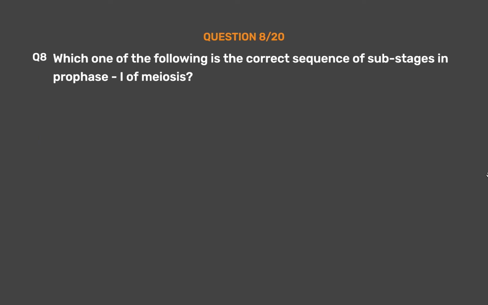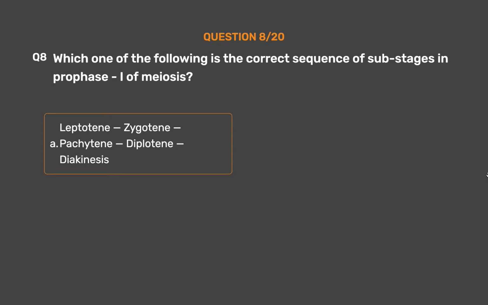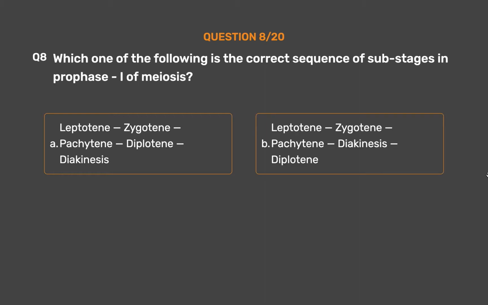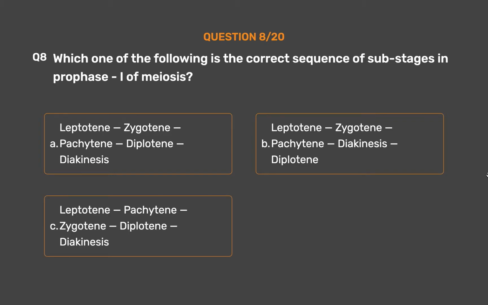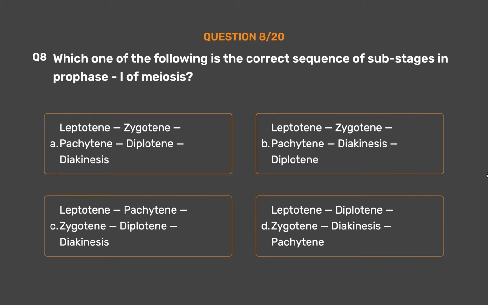Question number 8. Which one of the following is the correct sequence of substages in prophase-I of meiosis? Option A. Leptotene, zygotene, pachytene, diplotene, diakinesis. Option B. Leptotene, zygotene, pachytene, diakinesis, diplotene. Option C. Leptotene, pachytene, zygotene, diplotene, diakinesis. Option D. Leptotene, diplotene, zygotene, diakinesis, pachytene.